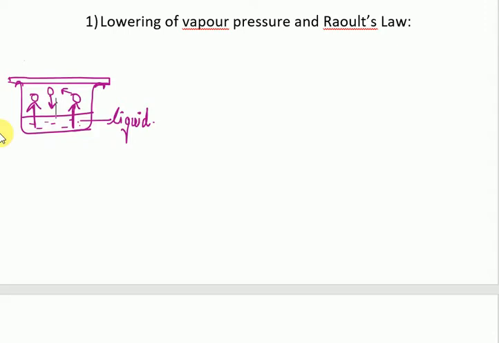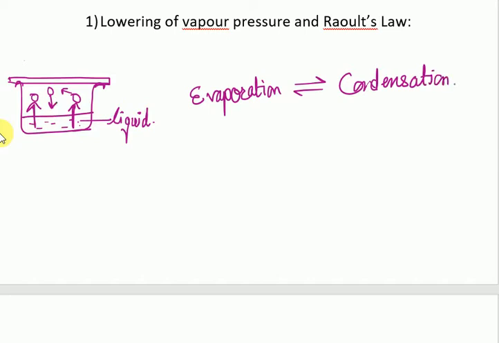After some time interval, equilibrium is established between the two phases of the substance, that is evaporation and condensation. Evaporation is in equilibrium with the condensation process. The liquid and its vapor phase are at equilibrium. At this stage, the rate of evaporation equals the rate of condensation, and the vapor pressure of the substance is exerted.